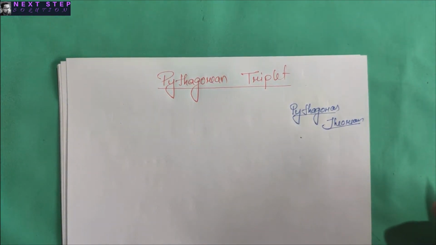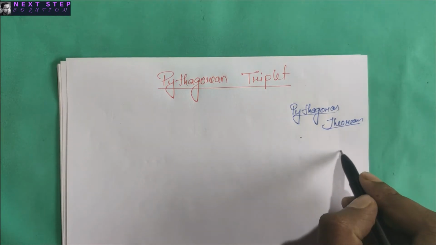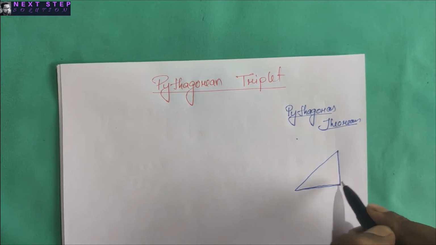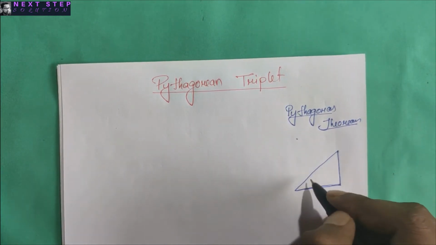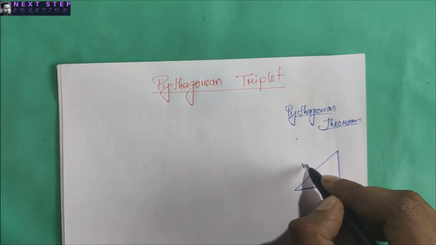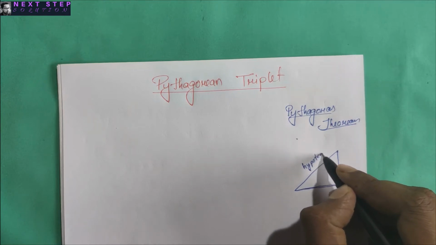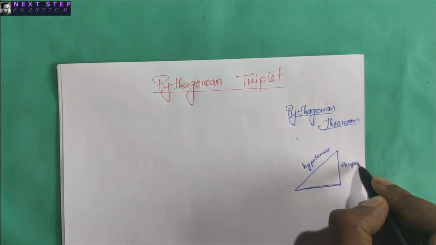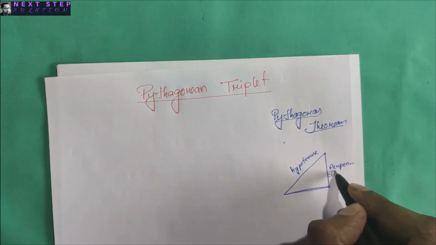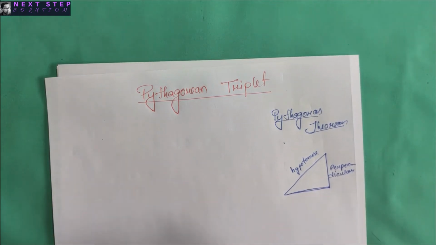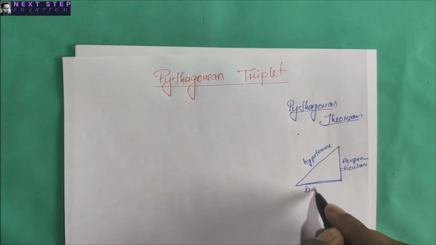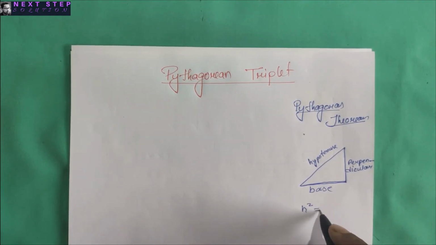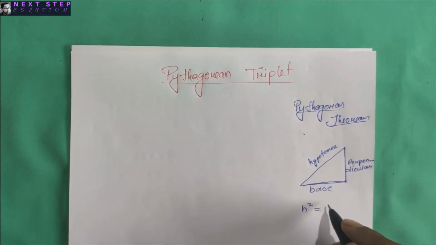Now, Pythagoras theorem says that if we have a right angled triangle, and in this right angled triangle we have all the three sides, this is called the hypotenuse, this is called the perpendicular, and this is called the base. Now, this hypotenuse square is always equal to the sum of the other two sides in square. All of them should be in square.